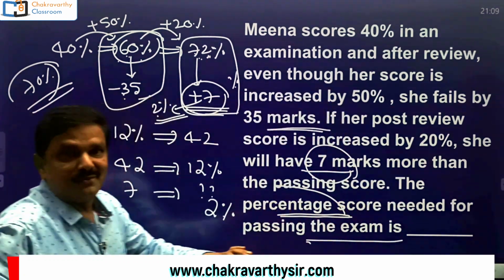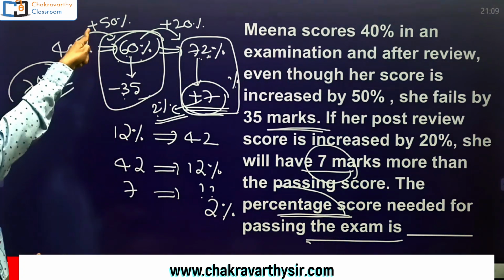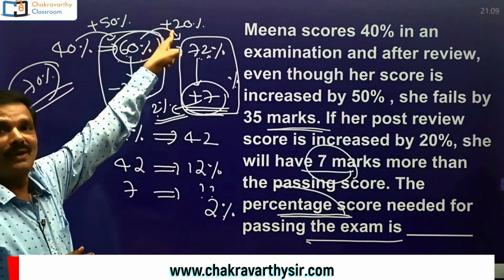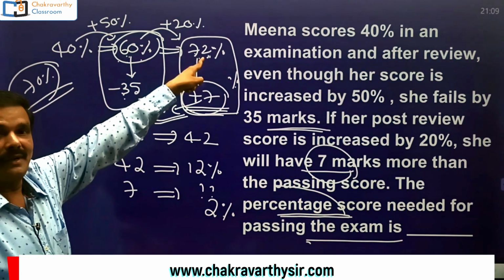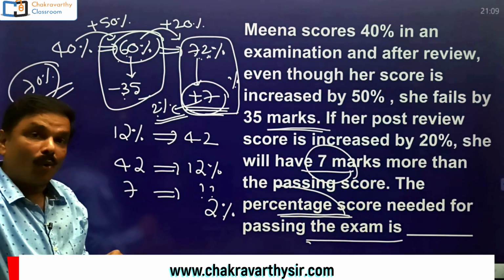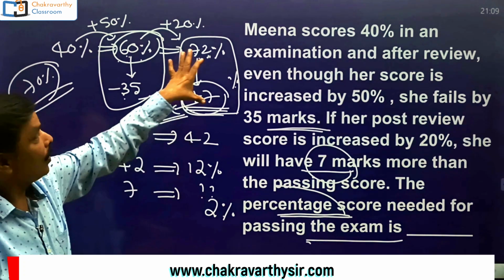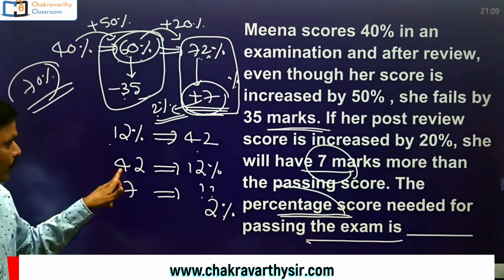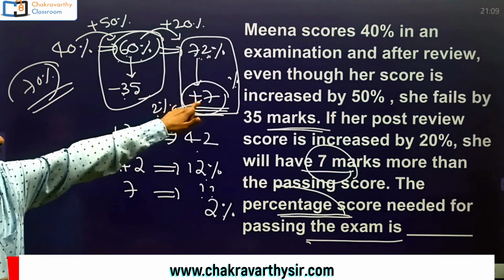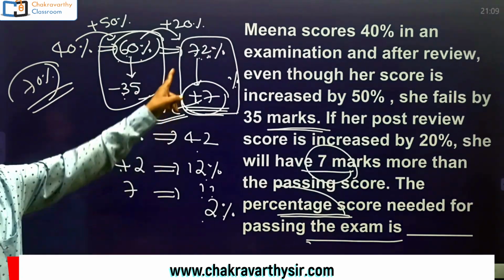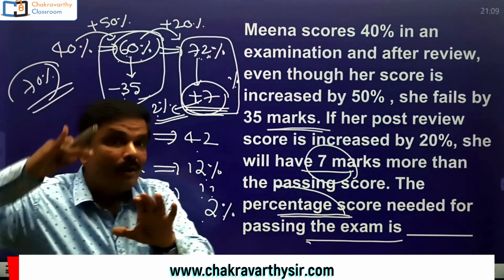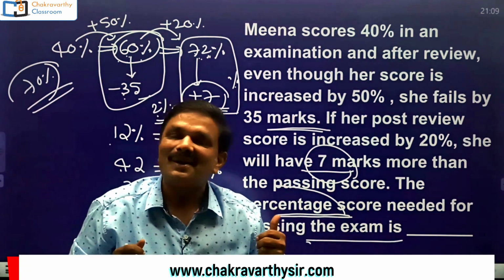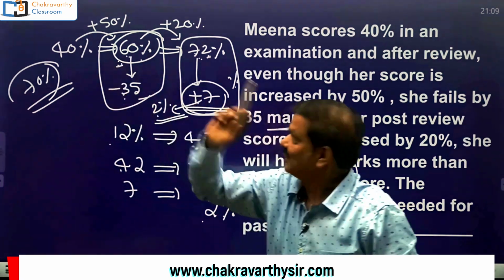So in the exam, how you need to do? 40% she got plus 50%, over and above this 50, 60%, failed by 35. Again 20% if added, she would get 72, pass by 7 marks more than the pass marks. Now what is the pass percentage? Now simply 12% is 42. That means 42 marks are equal to 12%. 7 marks are equal to how much percent? 2%. She got 72%. She got 2% more than pass percentage. So pass percentage is 70 only. How simple. Now you do the question by using this one.